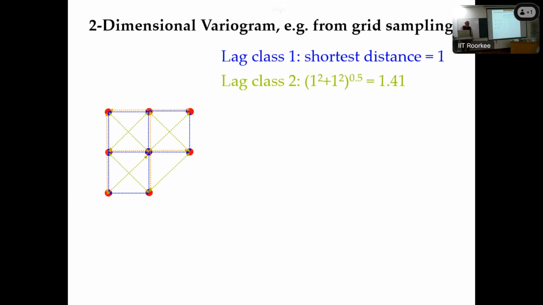Now the third lag class. These are the orange lines here. That is lag class 3, and the obvious average distance is 2. And how many of those do we have in this distribution? 1, 2, 3, 4. So we have only 4 neighbors.